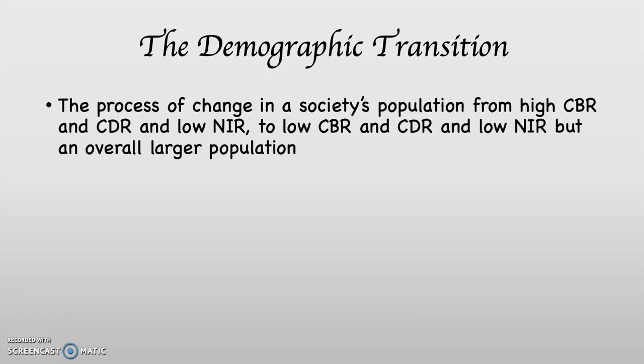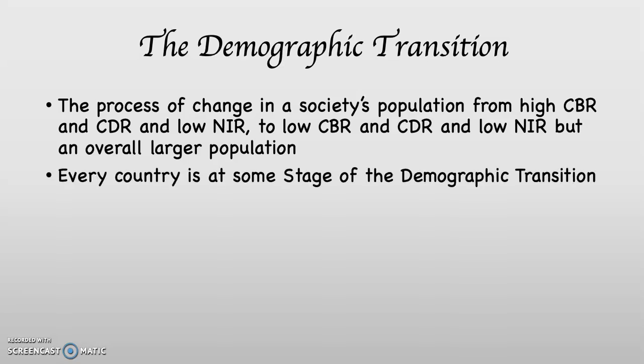This is the process of change in a society's population from high crude birth rates and high crude death rates and a low natural increase rate to low crude birth rates and low crude death rates and a low natural increase rate, but an overall larger population. So you're going to start at one place with a certain number of people, you're going to end at another place, and the population is going to be larger. There's going to be more people. It's not that people are bigger or larger, but numerically larger.